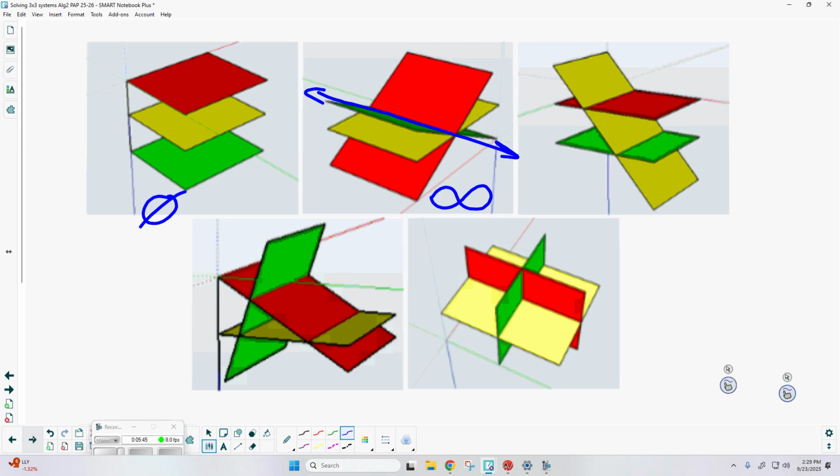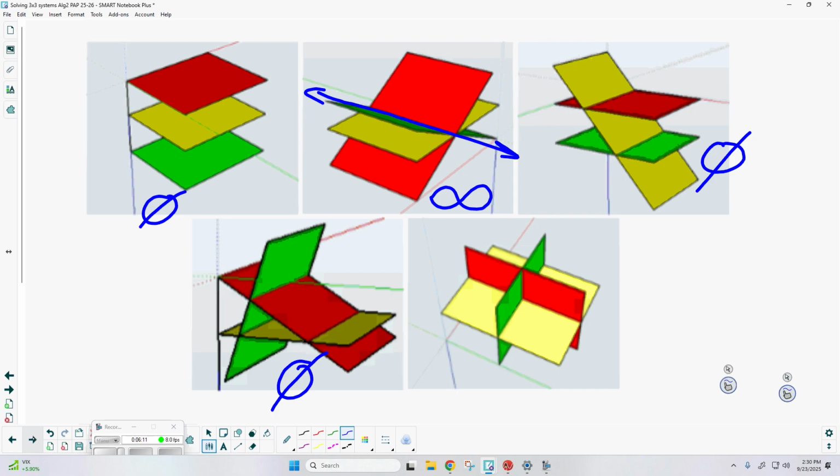Okay? What do you think about the top right? That's no solution. Now, there are a couple, like, for example, the plane in yellow and the plane in red. They have an infinite number of solutions, but you're looking for all three. So this one is no solution. What about the bottom left? That's no solution as well. What about the bottom right?